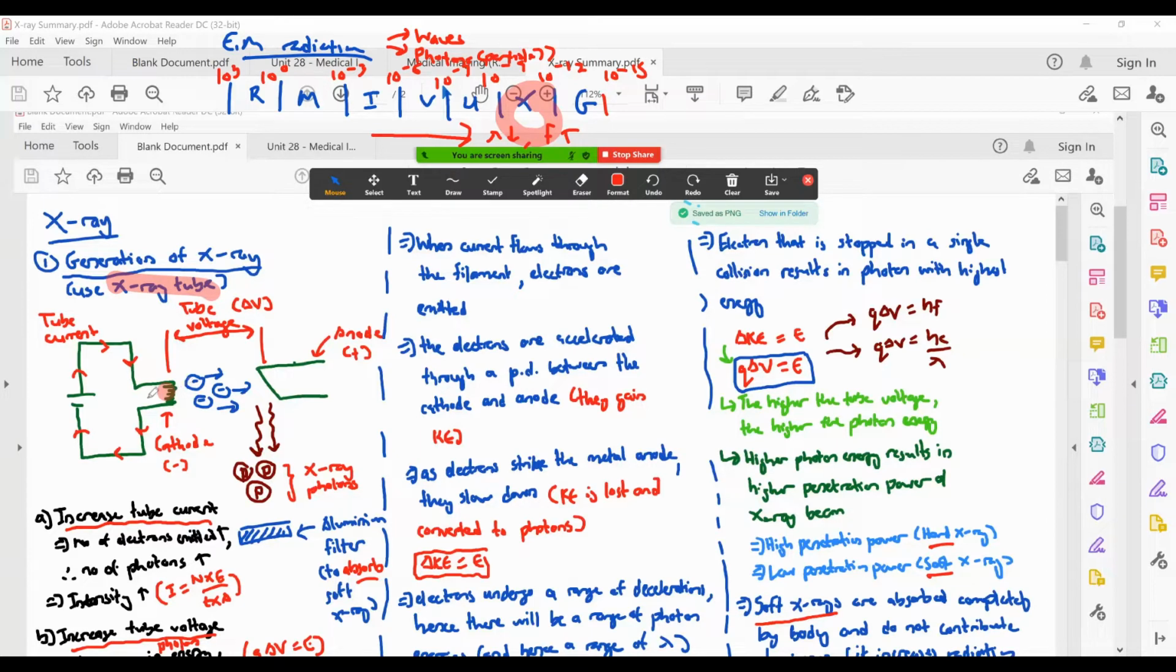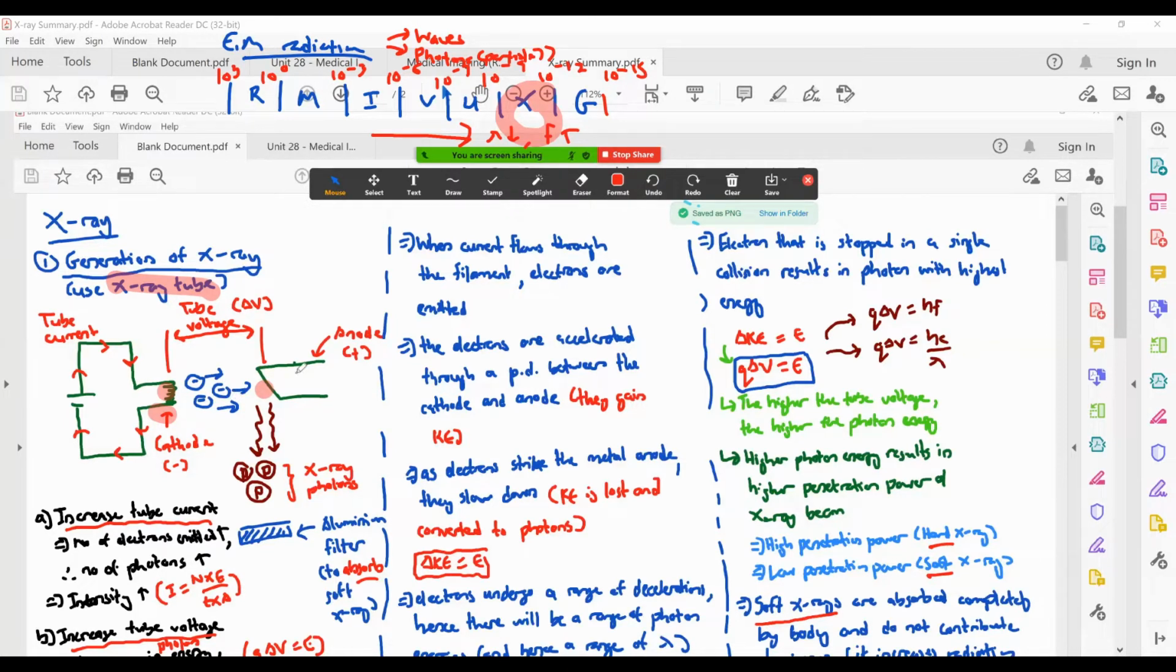So when your current runs through your filament coil here, and you get electrons being emitted, what will happen then is that the PV here will accelerate that electron from here to here. Okay, from the cathode towards the anode. You can think of the cathode as repelling the negative electron, and the anode actually attracting the electron. So what you end up with is that the electrons are accelerated from left to right. The electrons will actually gain speed here. They will actually have an increase in kinetic energy.